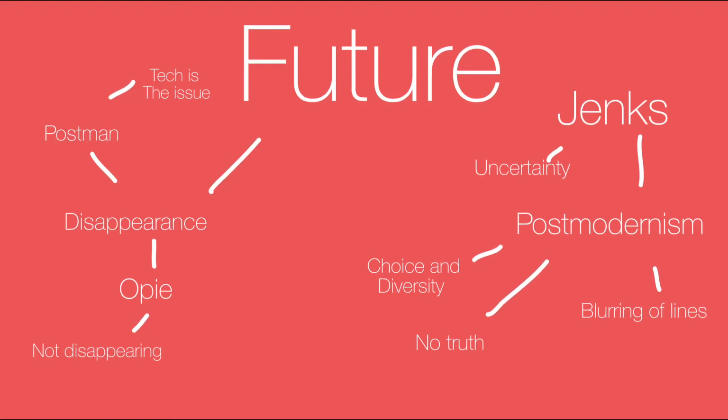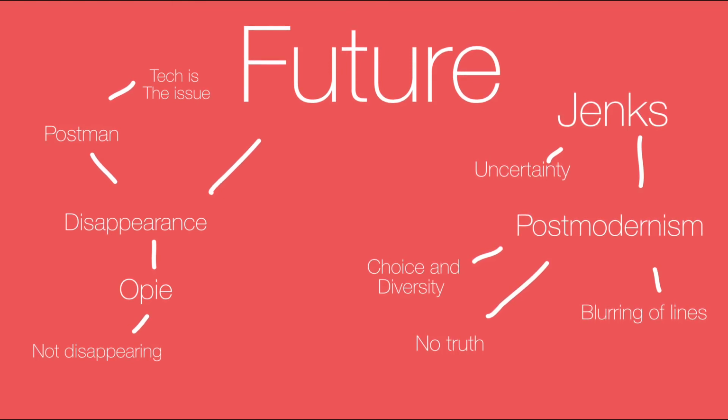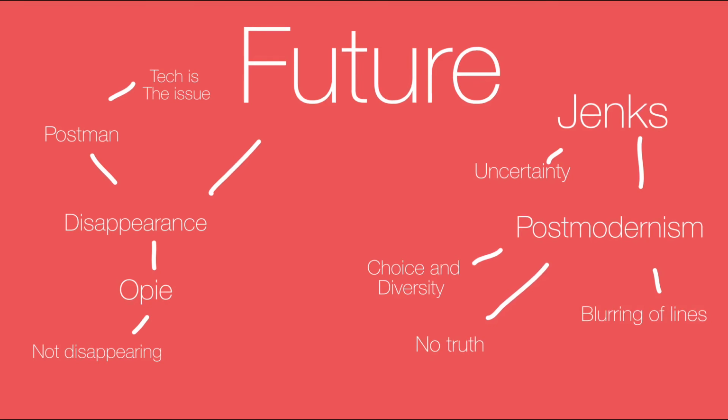So therefore, Postman is arguing that because of our access to technology, we are losing the innocence that we might have had, which you would need educated out of you at an older age. Whereas Opie is going to argue against that point of view. Opie is saying that childhood is not disappearing.